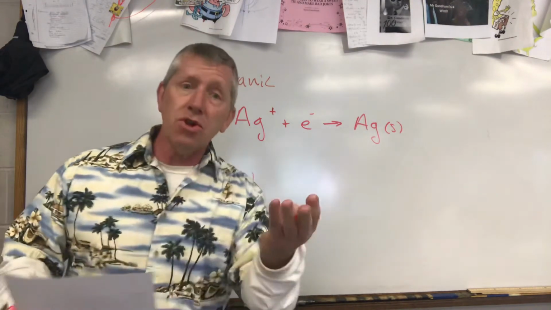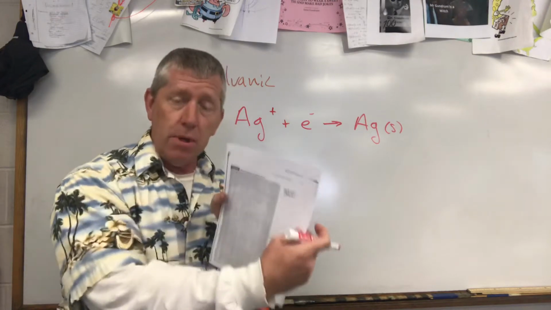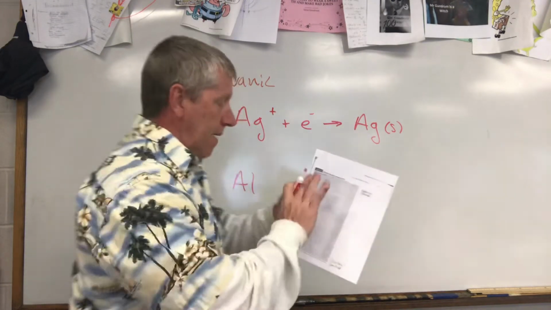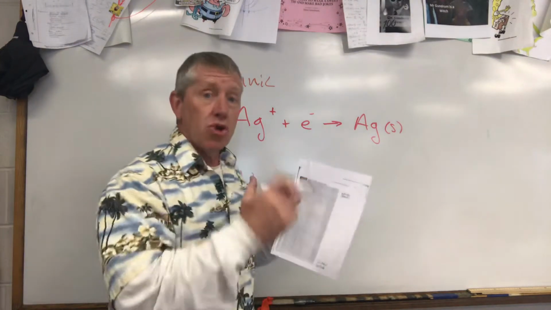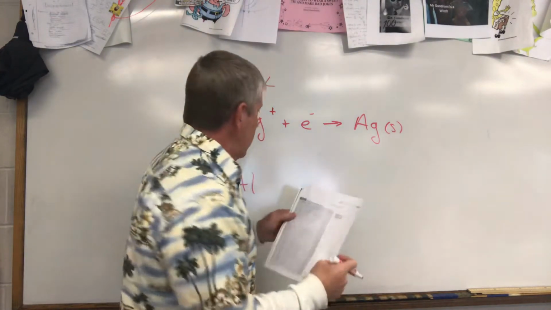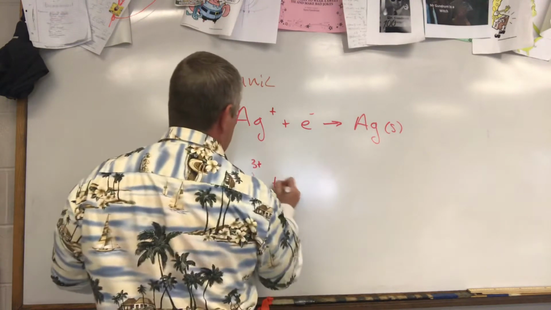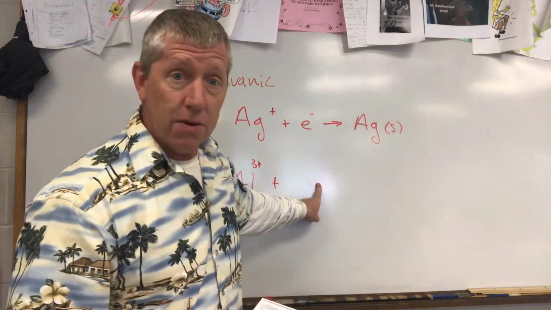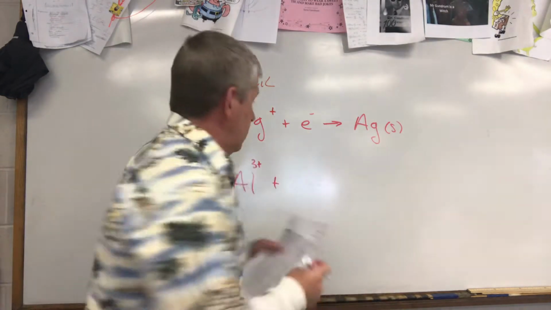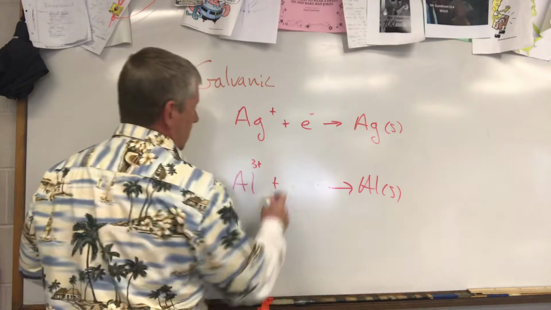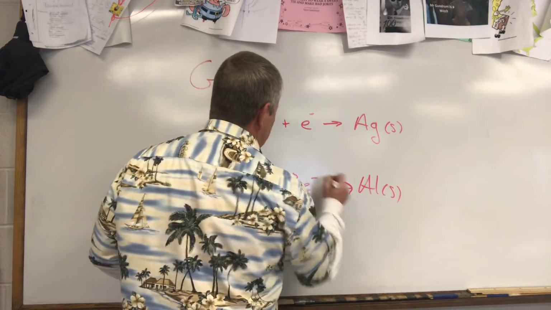So this is a reduction. This is a reduction table. It's showing reduction for everything on here. So everything on here is written as a reduction. The electrons are on the left. Okay, so the aluminum is a positive 3, so we're going to have to gain how many electrons to make it a nice solid aluminum? That's correct, 3 electrons.